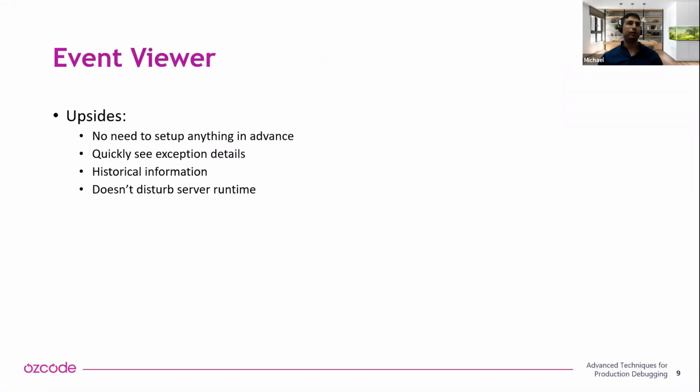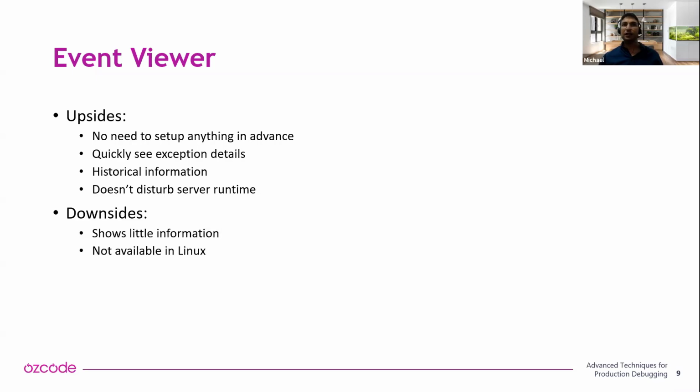So the event viewer, the upsides is that you don't need any kind of setup in advance. You quickly see the exception details. Historical information is available. For example, if you encountered some kind of exception, now you want to go back to see how many times it happened in the last week or in the last 2 weeks, you can easily do that with the Windows Event Viewer. Well, not easily, you have to go through a lot of lines of logging, but you can do that. And it doesn't disturb server runtime. The server keeps serving requests, and that's a big upside.